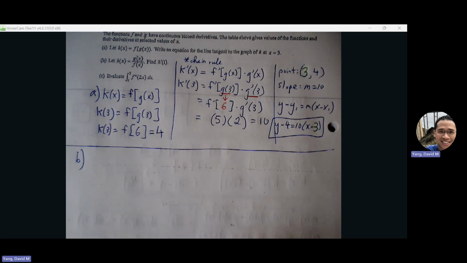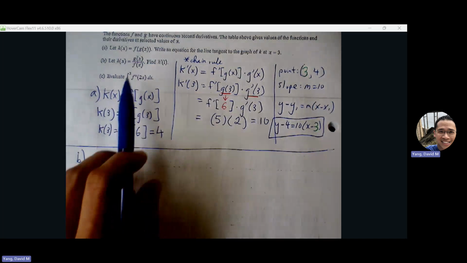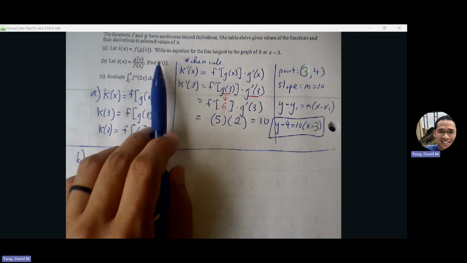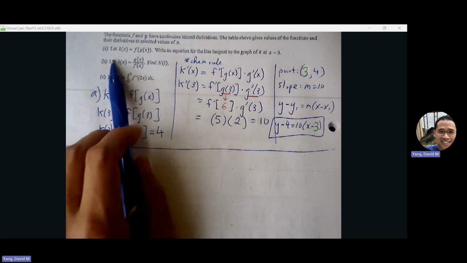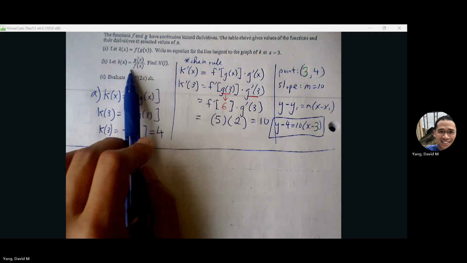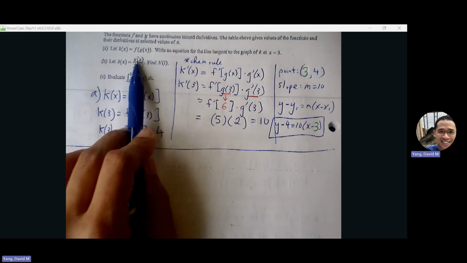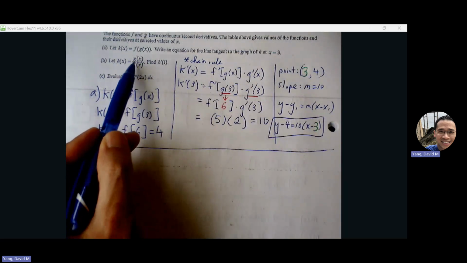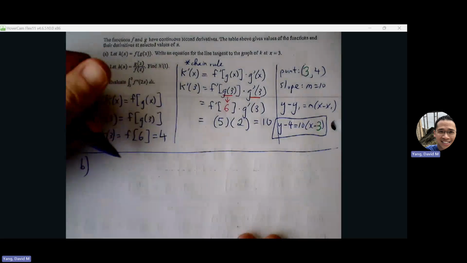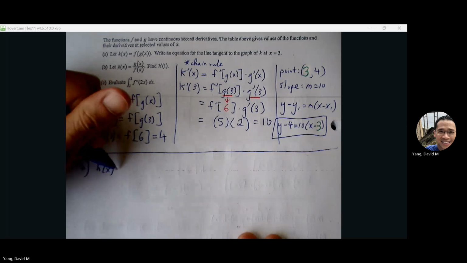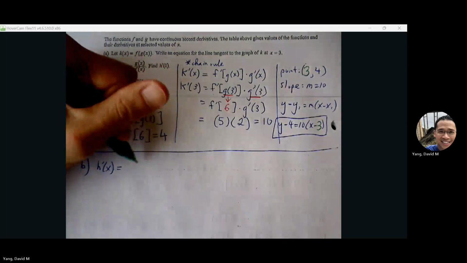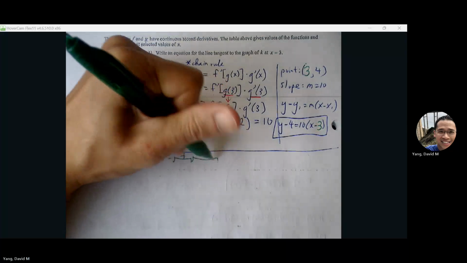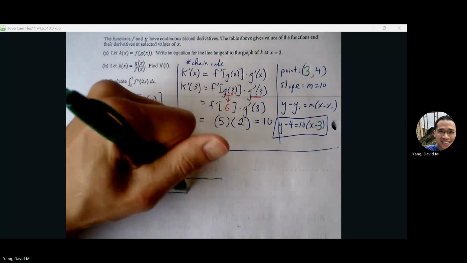Okay, part B. H is defined as G over F. Find H prime of 1. It's asking for the derivative and then plugging in the point. But to build the derivative, look at how H is designed here. We have to go through what? The other one, quotient rule. But remember how we learned quotient rule is F prime G minus F G prime over G squared? Everything is backwards here. So just be aware of that.